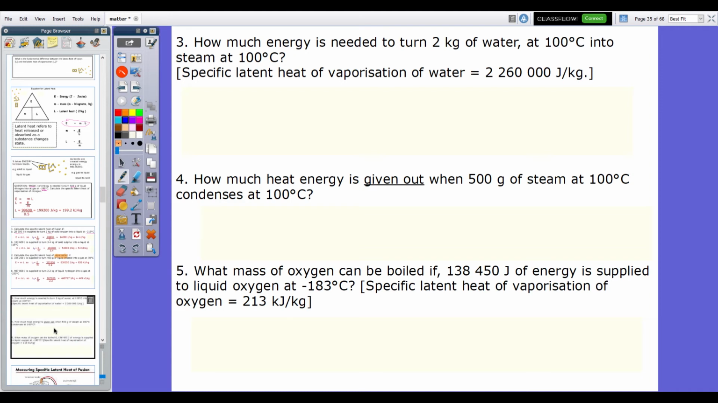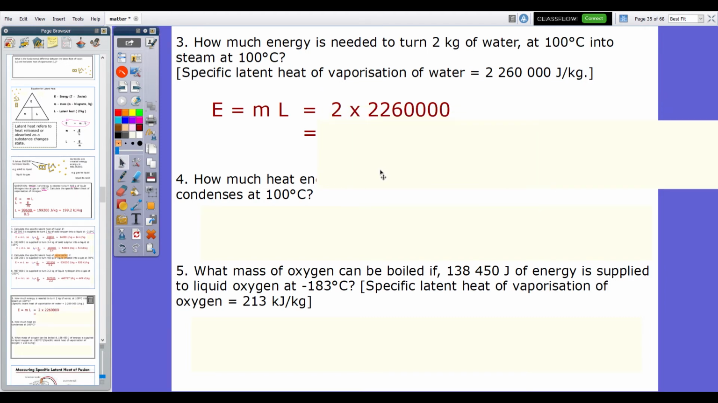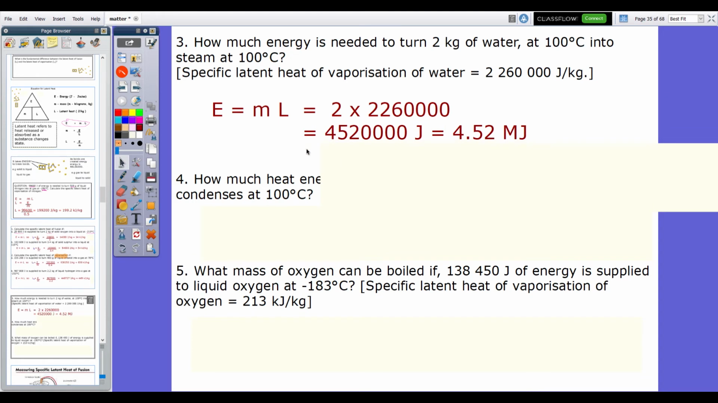How much energy is required to turn 2 kilograms of water at 100 degrees C into steam at 100 degrees C? So there's our constant temperature again, no delta theta, so it just becomes E equals ml. This doesn't even need to be rearranged. So E is 2 times the specific latent heat of vaporization, 2 kilograms times 2,260,000, which is 4.52 megajoules.